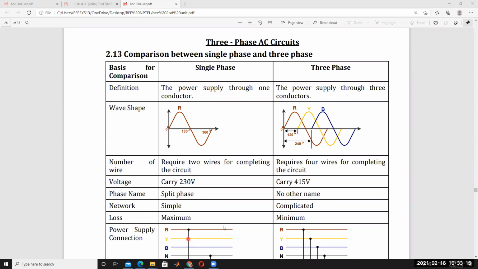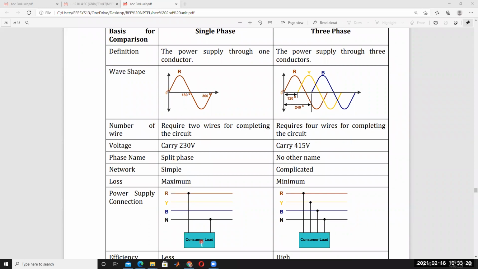In a single-phase system, our consumer load, for example a fan, is connected to only one phase, that is R, and neutral wire. Only between these two wires our load is connected. Not only R, you can connect Y and neutral, or B and neutral. By connecting all loads to the different phases, the system will be balanced.